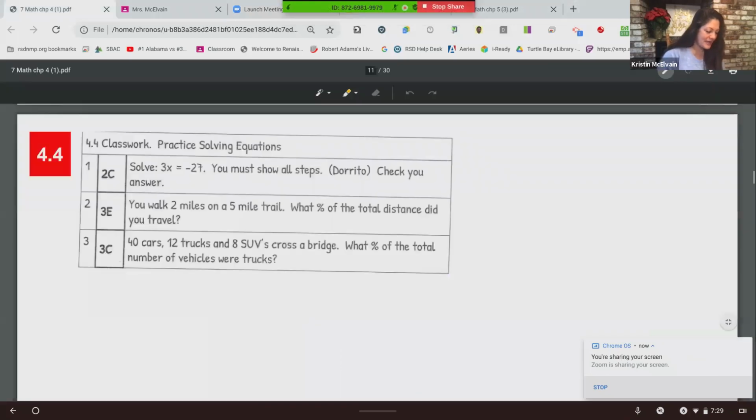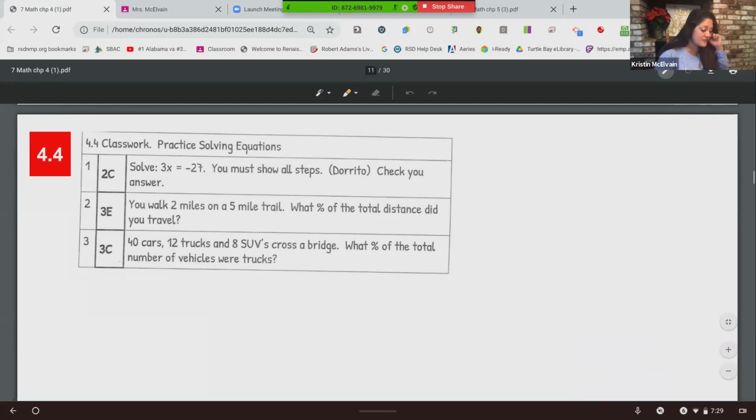So let me allow myself in. Let's see. There we go, and share my screen. Oh, I have to allow myself to share. Share screen. All right. Here we go. So 4.4, minimize my face up here.